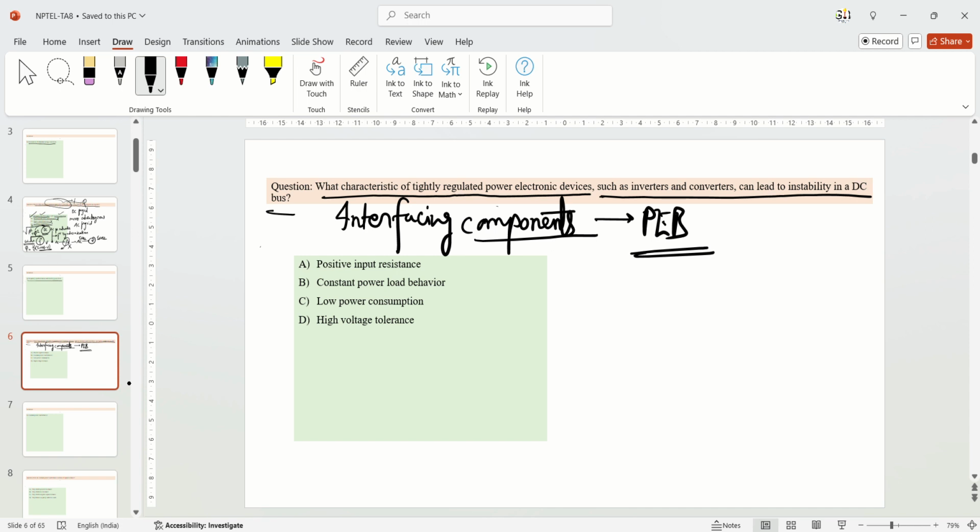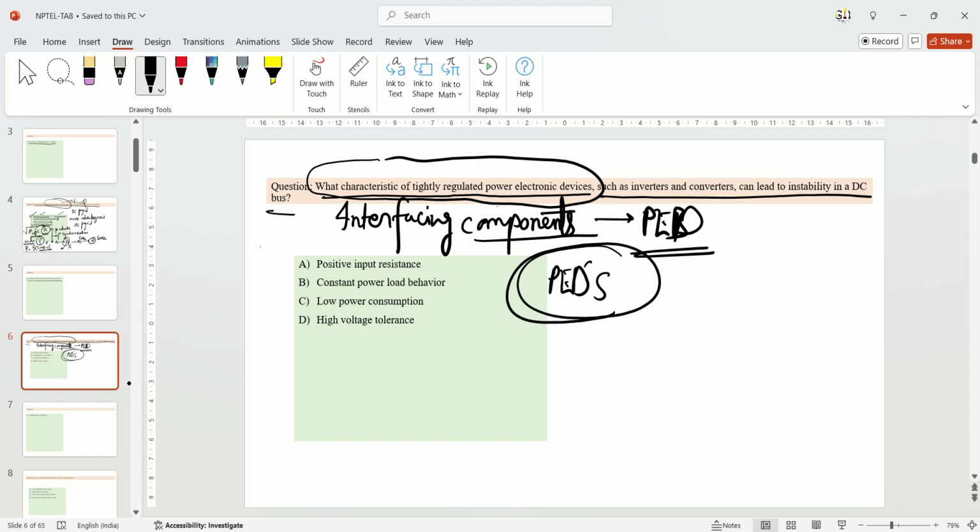Okay, so there is one reason which characteristic of the power electronic devices, these PEDs have one problem when you are integrating with the DC bus. Okay, so you just have to tell me what characteristic it actually is. Okay, I'm giving a few minutes. Just think over it and let me know if you have any doubt.